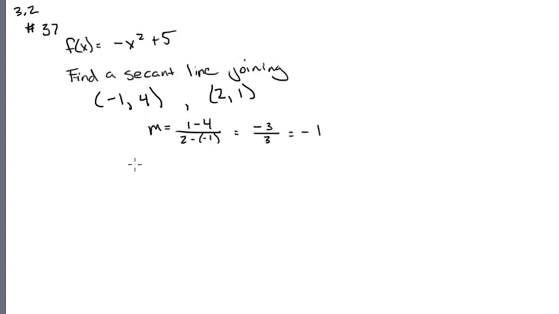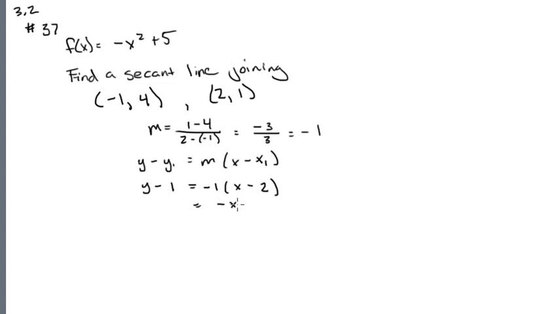I could use one of two things. I can say y minus one of my two y values is going to be equal m times x minus one of my two x values. Let's use the first one or the second one. Maybe the second one, maybe that looks a little easier. So this gives me y minus y1 equals m times x minus x1, the equation of my secant line: y minus 1 equals negative 1 times x minus 2.